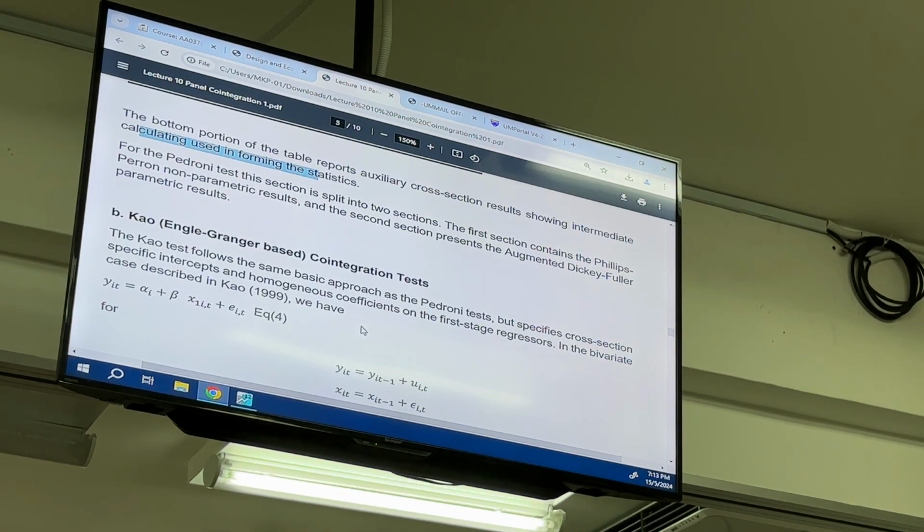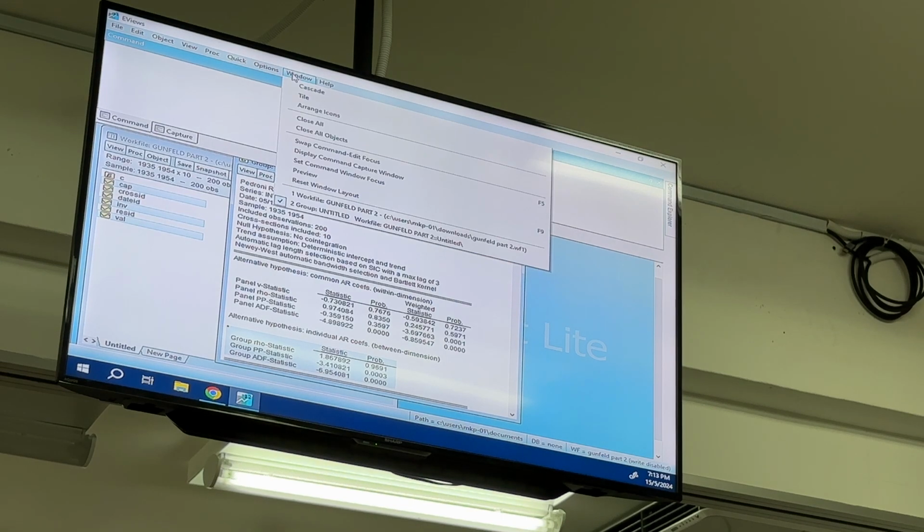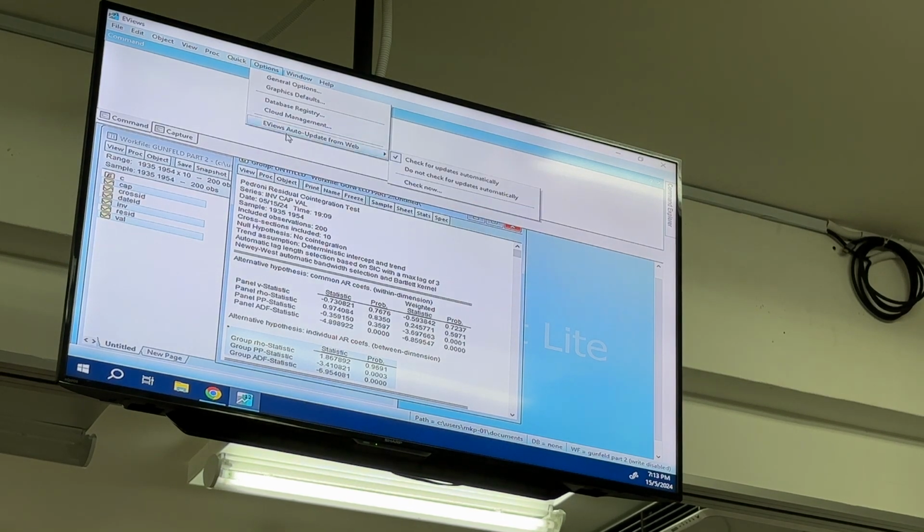Are you okay? Still struggling with your EViews? I think when they installed EViews, maybe they did not update it to the recent version yet. So I think we need to update EViews. Maybe you click on this window, or maybe the option here, auto update, maybe you can solve the problem.